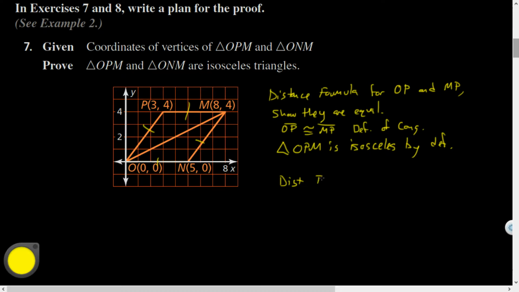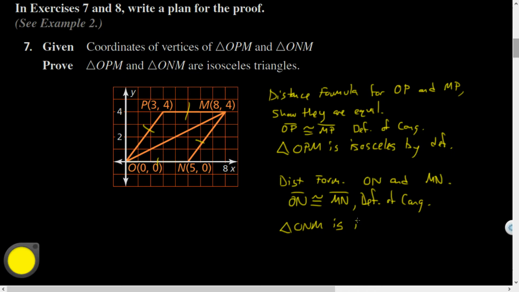distance formula, right? Basically the same thing except for the other triangle, right? ON and MN. Right, then use def of congruent to show ON is congruent to MN by def of congruent. And if those are congruent, then triangle ONM is isosceles by definition.